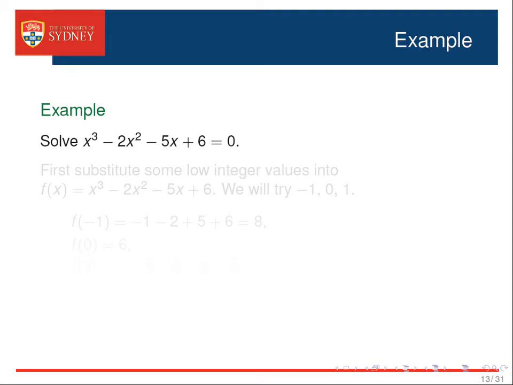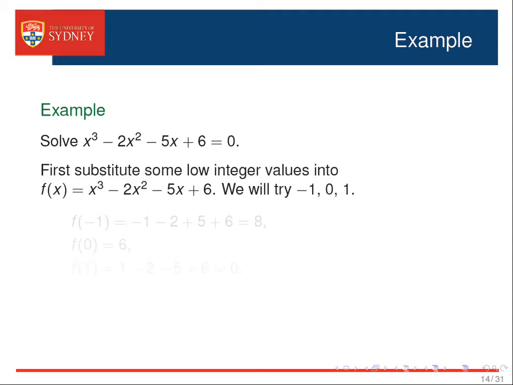Let's have a look at an example of what I mean by those steps in the previous slide. Suppose we would like to solve this simple cubic equation. First, we need to find one solution. We do so by substituting some small integers. Remember, we will only present an example that contains small integer solutions. In this case, we will try minus 1, then 0, then 1.